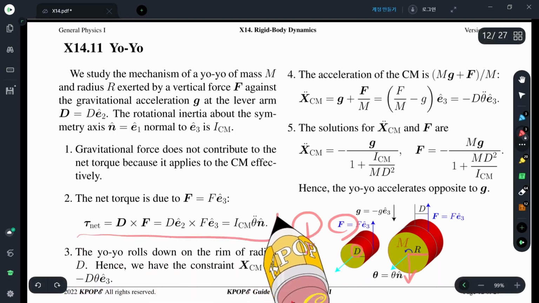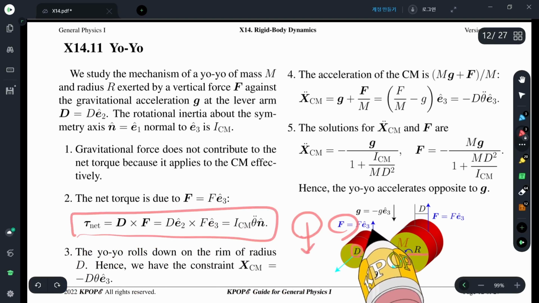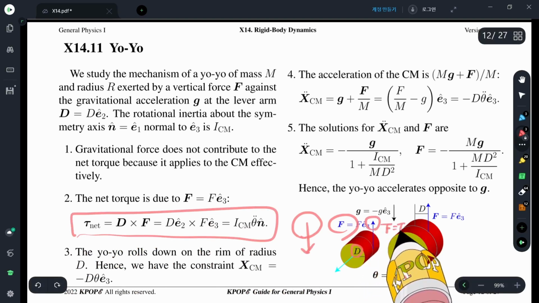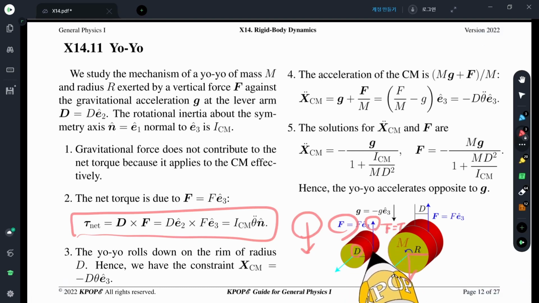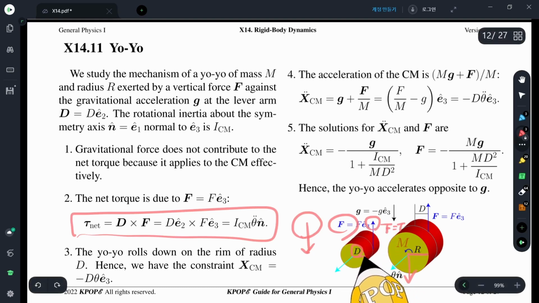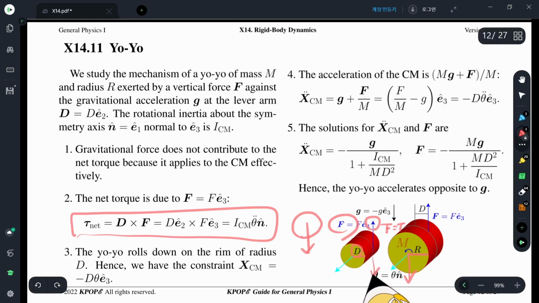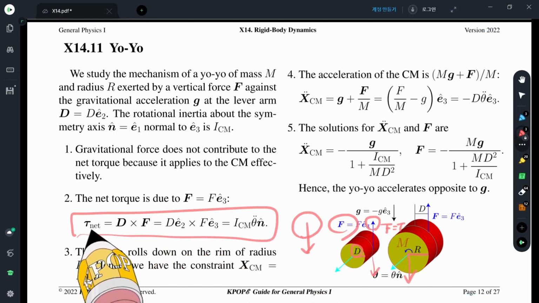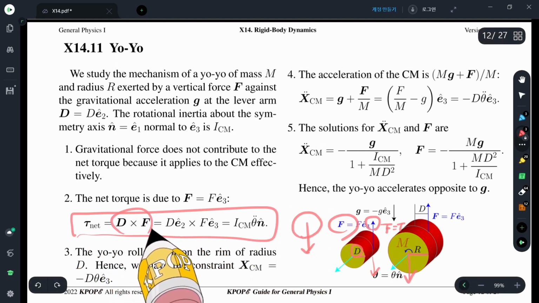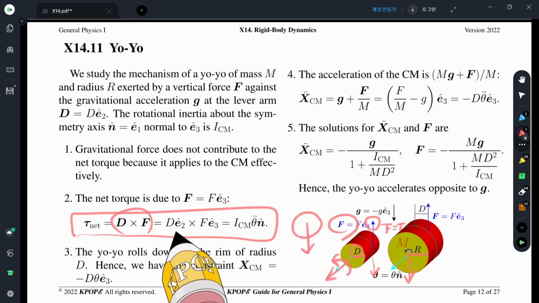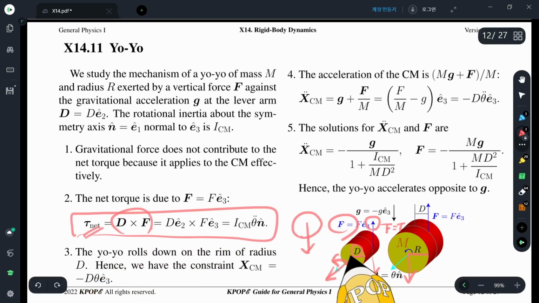One equation is the torque, and torque is generated by the applied force, that is a tension. The F is the tension of the string applied with the lever arm with the radius d. And that is opposite to the gravitational force. And you have the torque d cross F, and along this direction it is rotating counterclockwise. And gravitational force does not contribute to any net torque.